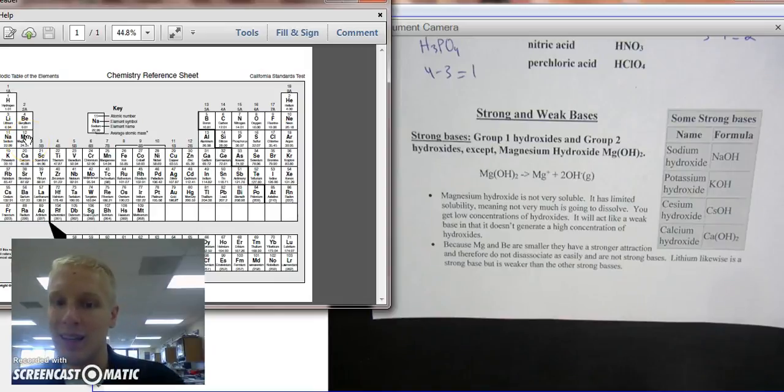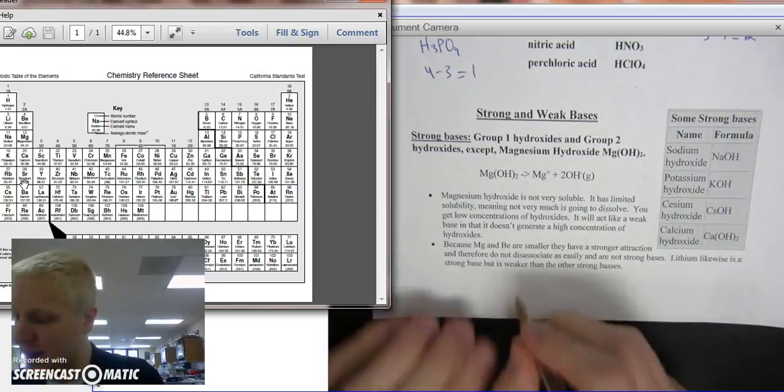Magnesium is an exception, and also beryllium. The reason is they're smaller, and so they have a stronger attraction from that nucleus, and so it's not going to dissociate as easily as the other ones will dissociate. So it has to do with electronegativity, or in this case size. All the other ones in column 1 and 2 will form strong bases.